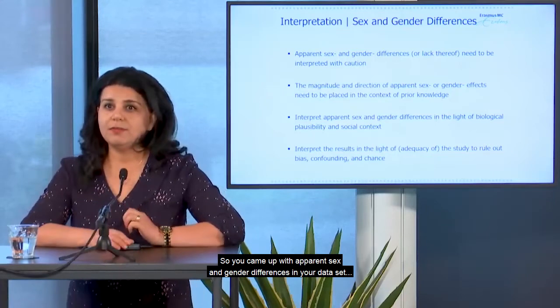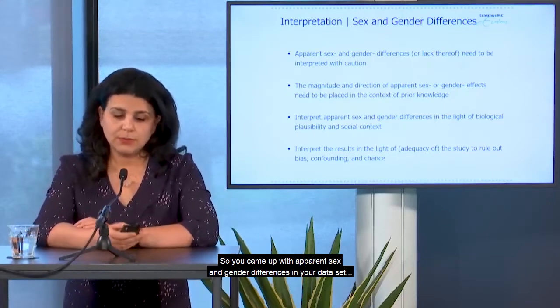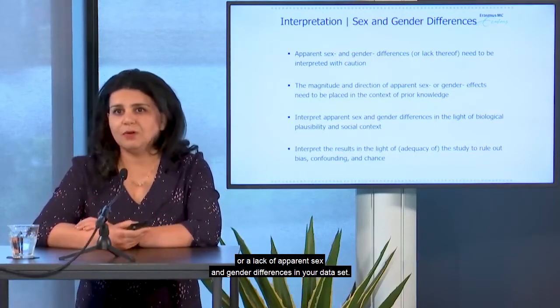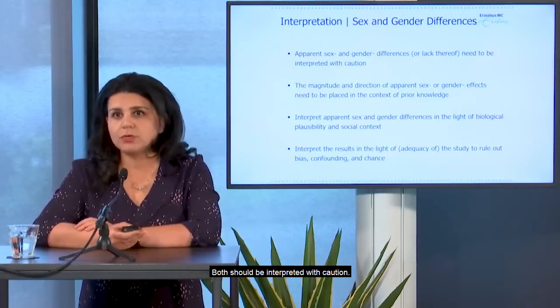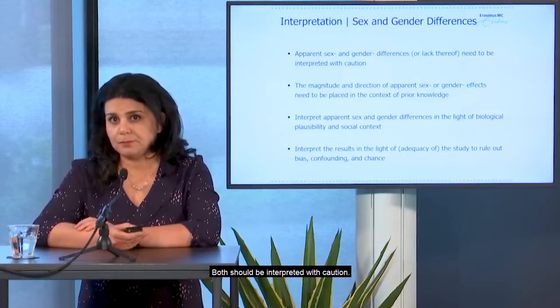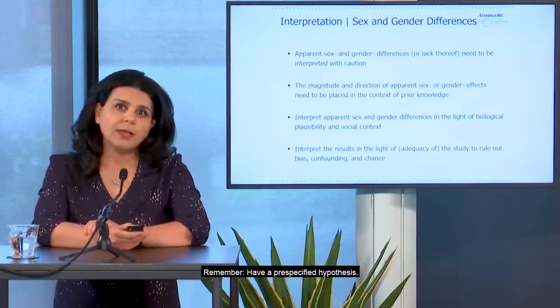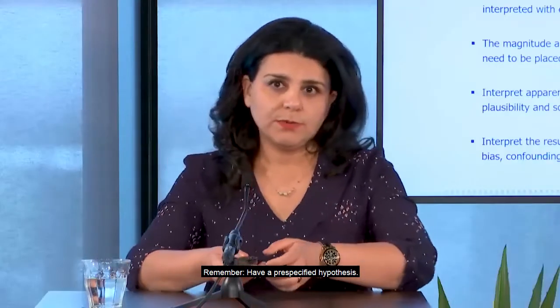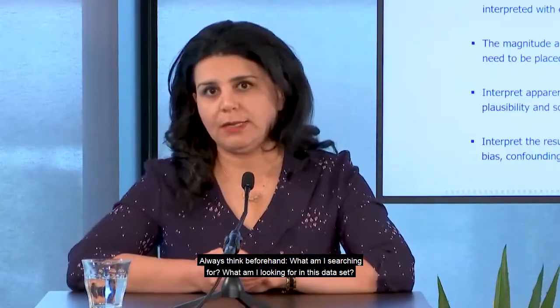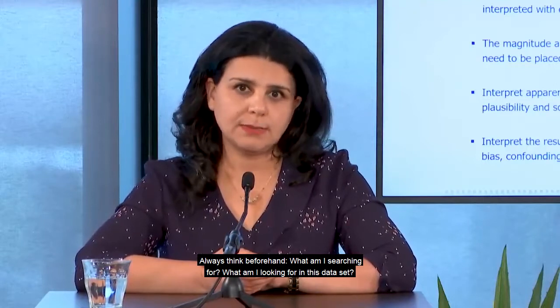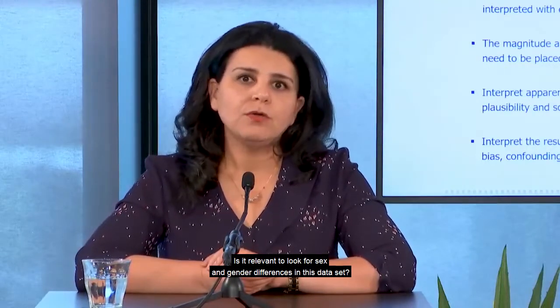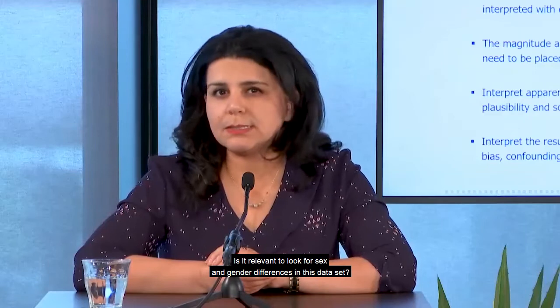So you came up with apparent sex and gender differences in your dataset, or lack of apparent sex and gender differences in your dataset. Both should be interpreted with caution. Remember, have a pre-specified hypothesis. Always think beforehand, what am I searching for? What am I looking for in this dataset? Is it relevant to look for sex and gender differences in this dataset?